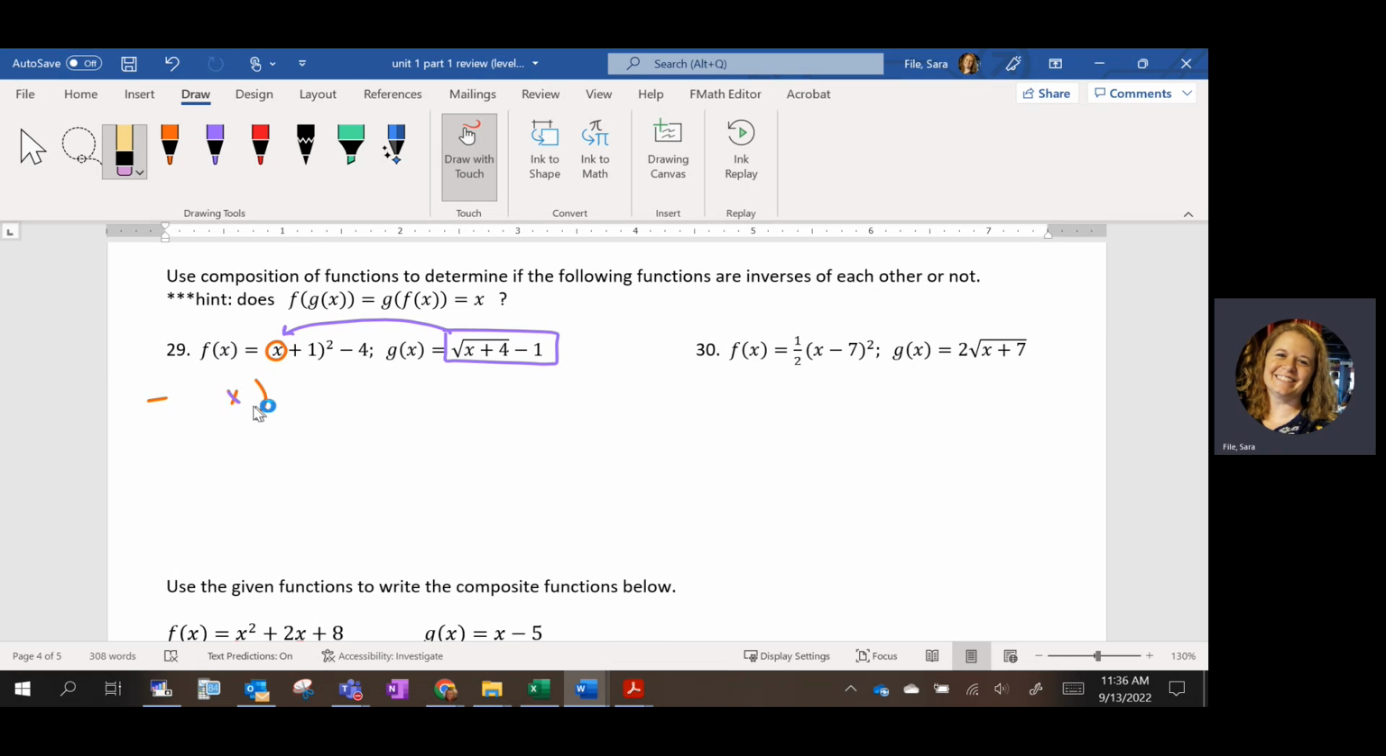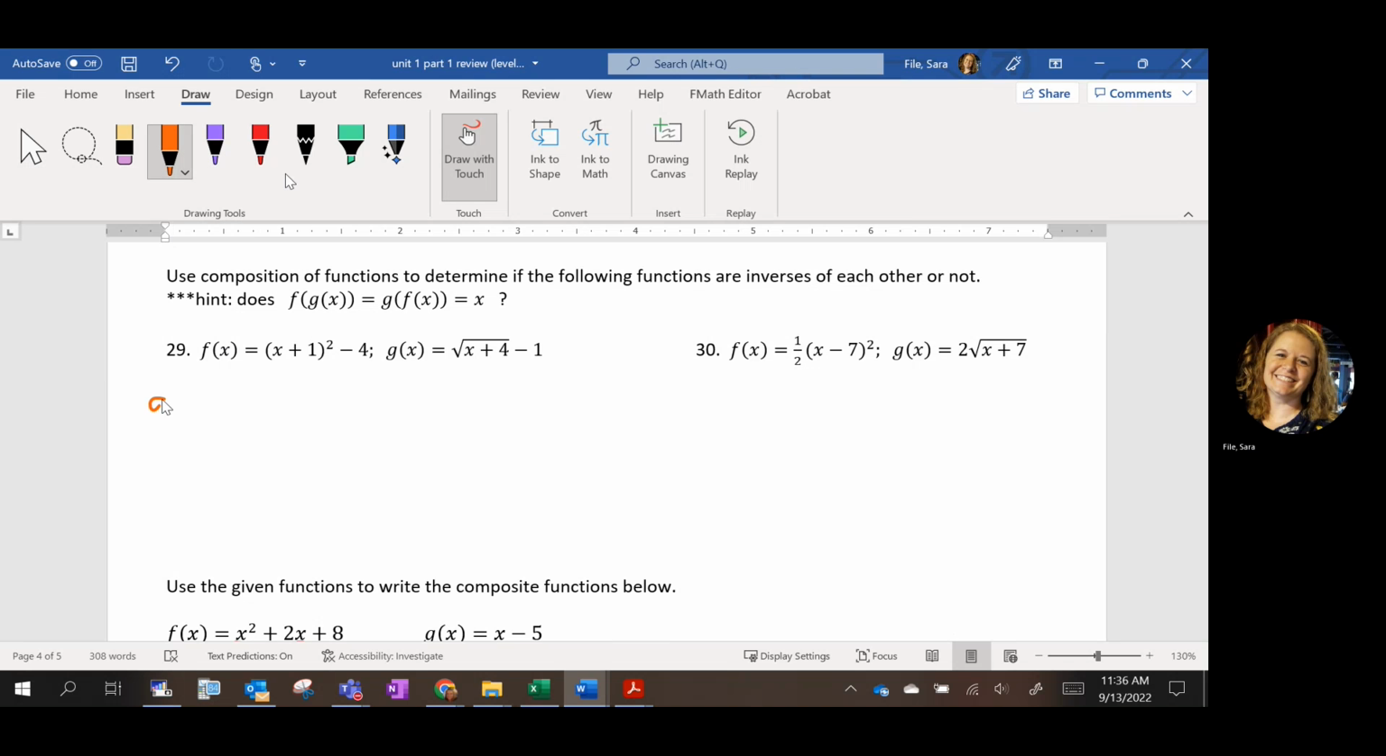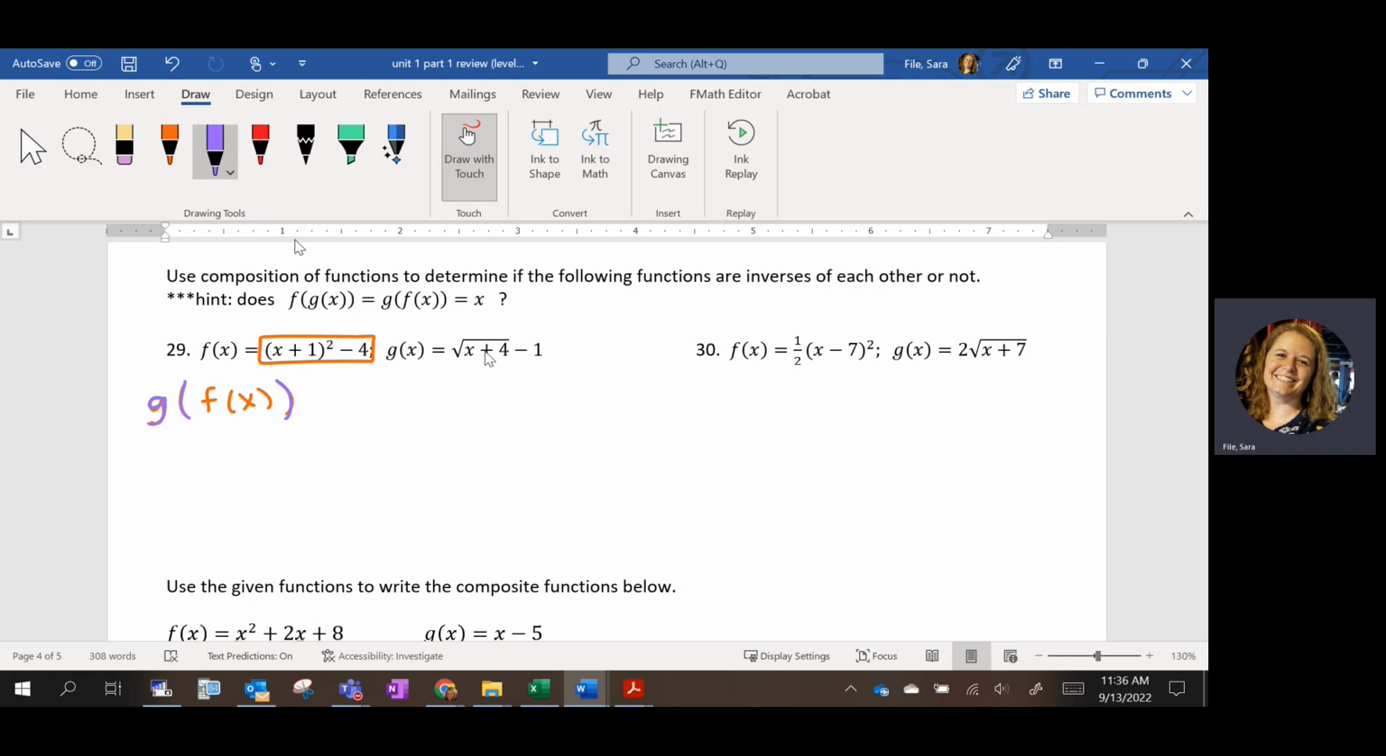I'm going to go the other way. I'm going to do g of f of x. It's going to be a little less complicated to simplify, because remember, you can do it either way. It doesn't matter. So I'm going to put the f of x function, this whole thing, inside the g of x function for x right there. That one's going to be a little easier to simplify, I think.